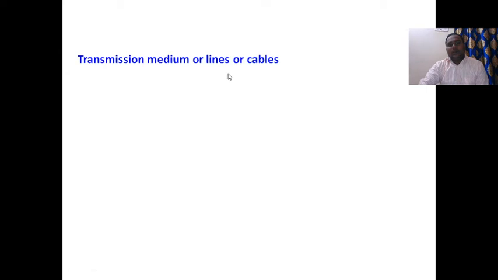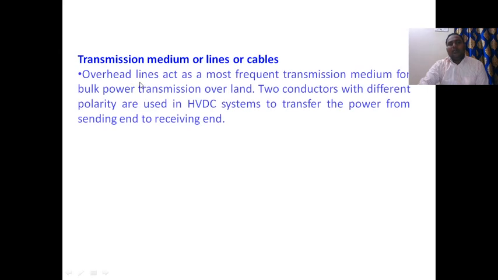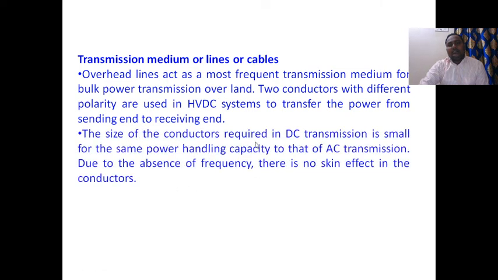Transmission medium, lines or cables. Overhead lines act as the most frequent transmission medium for bulk power transmission over land. Two conductors with different polarities are used in an HVDC system to transfer the power from sending end to receiving end. The size of the conductors required in DC transmission is small for the same power handling capacity compared to AC transmission. Due to the absence of frequency, there is no skin effect in the conductors.